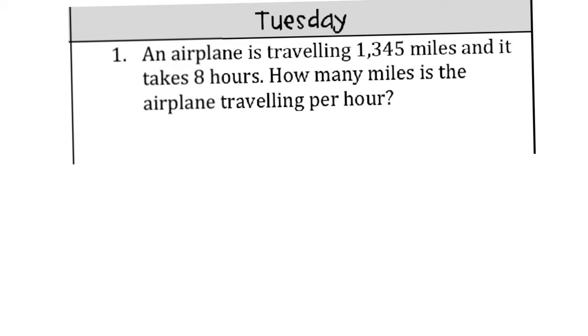So number 1 says an airplane is traveling 1,345 miles and it takes 8 hours. So we know this 1,345 miles is important and that it takes 8 hours. How many miles is the airplane traveling per hour?